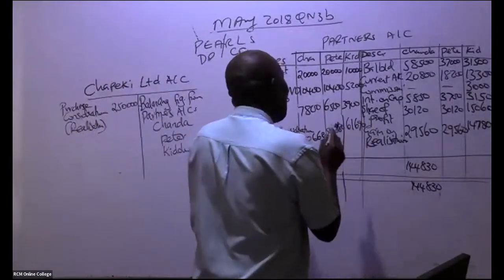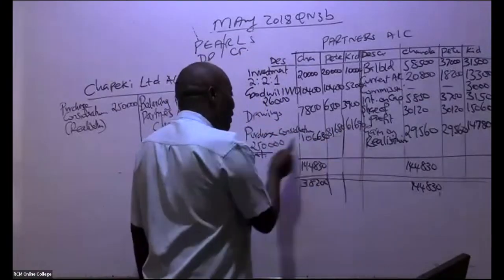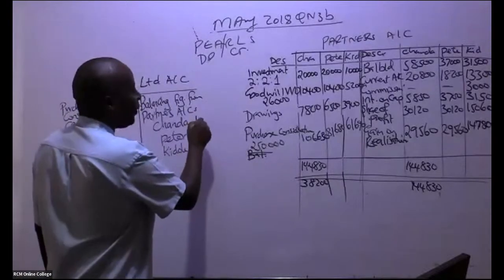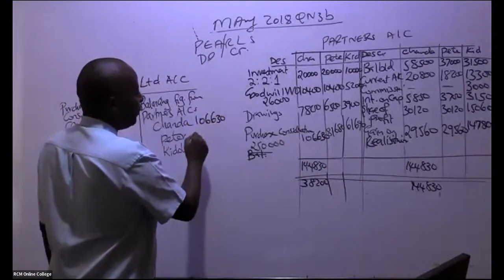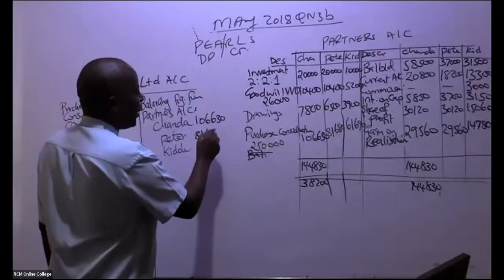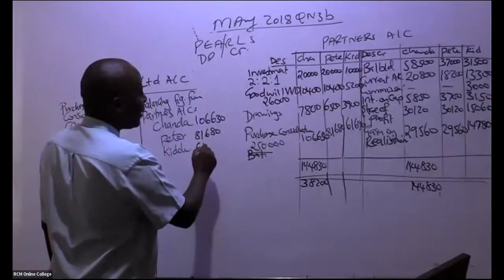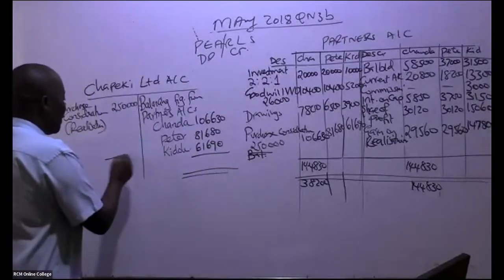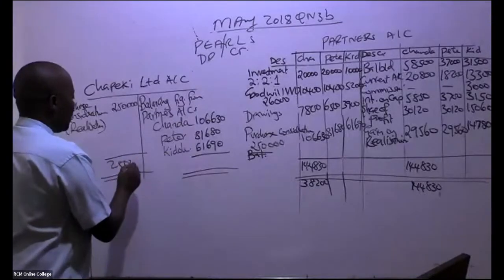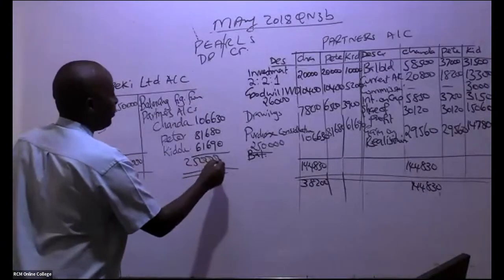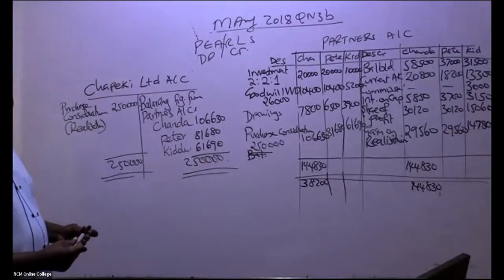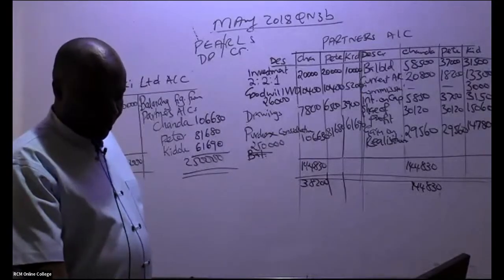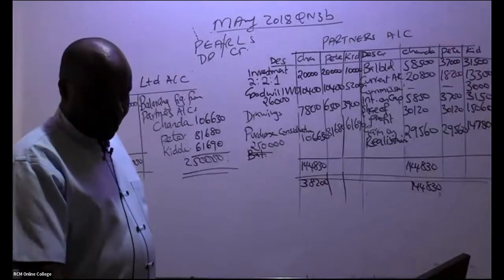If you want to know whether you are correct, see whether the three figures are adding to 250,000. If they're not adding to 250,000, you've gone wrong. So 106,630, 81,680, 61,690. So this account should always be self-balancing. Very easy. Like that. So now you are through with part 1 of this question.